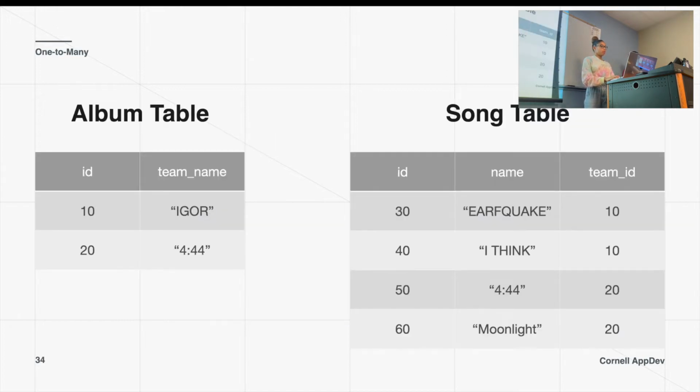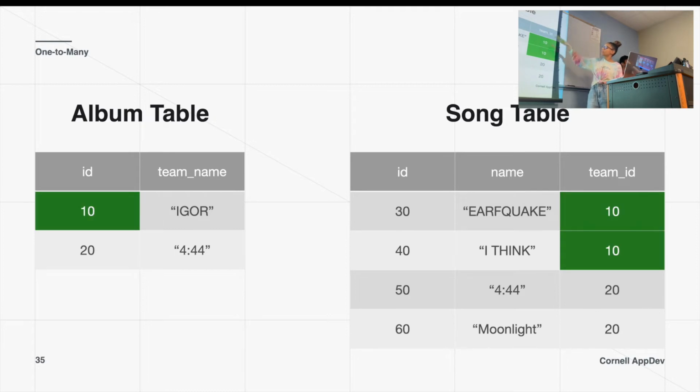So we're going to use a different example with albums and songs. Again, one album can have several songs, and those several songs belong to one album. So we have the album Igor by Tyler, the Creator. And then in our songs table, we have the song Earthquake and the song I Think. Both of these songs belong to the album Igor.